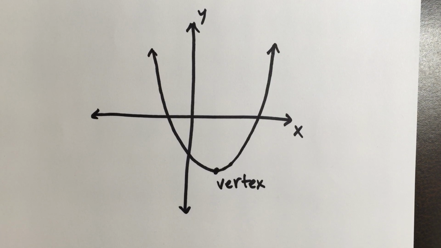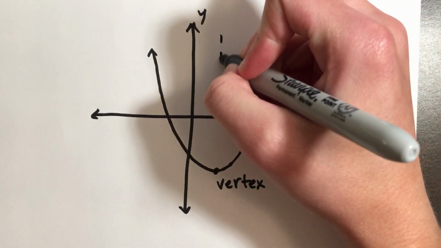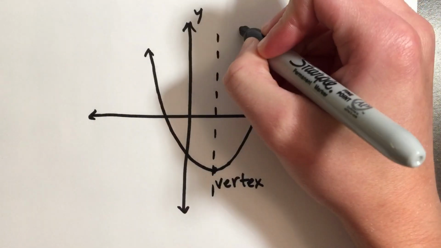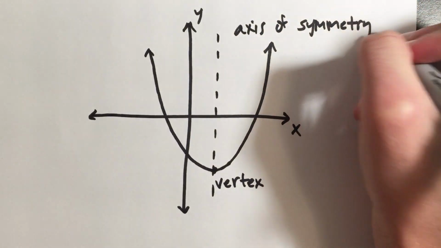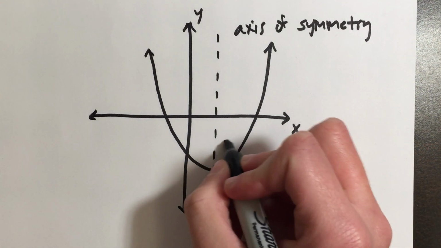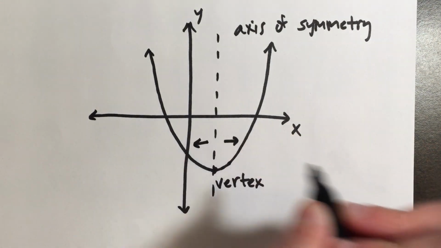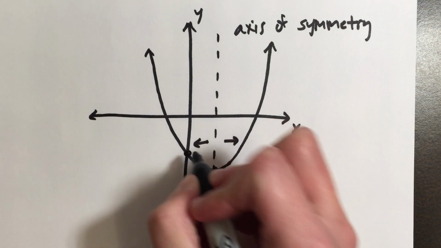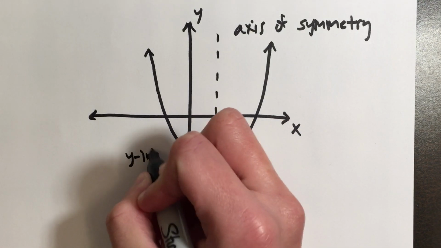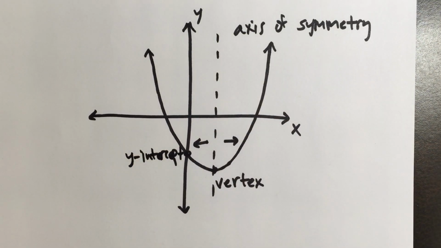So this vertex goes very well hand in hand with the next important point called the axis of symmetry. So parabolas are symmetrical, meaning this side of the vertex is the same as this side of the vertex. Same as well the axis of symmetry. The axis of symmetry takes the x-coordinate of the vertex, and that's the line of the axis of symmetry. The next important point is right here. This is the y-intercept, and this is when the parabola intercepts the y-axis.